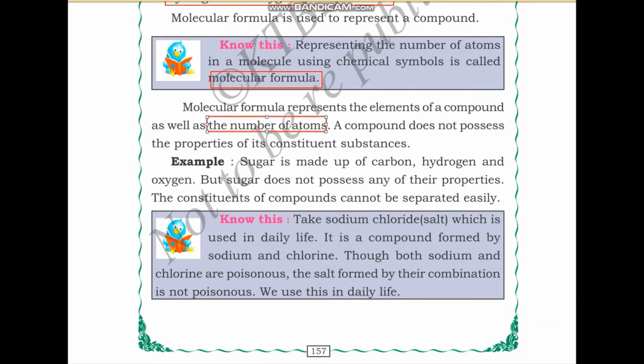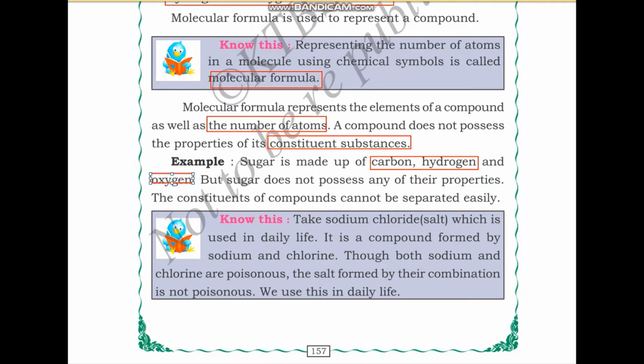A compound does not possess the property of its constituent substances. So it does not possess the property of its constituent atoms. A compound like water is made up of hydrogen and oxygen, but the properties of water will be different from the properties of hydrogen and oxygen. For example, sugar is made up of carbon, hydrogen and oxygen, but sugar does not possess any of their properties.